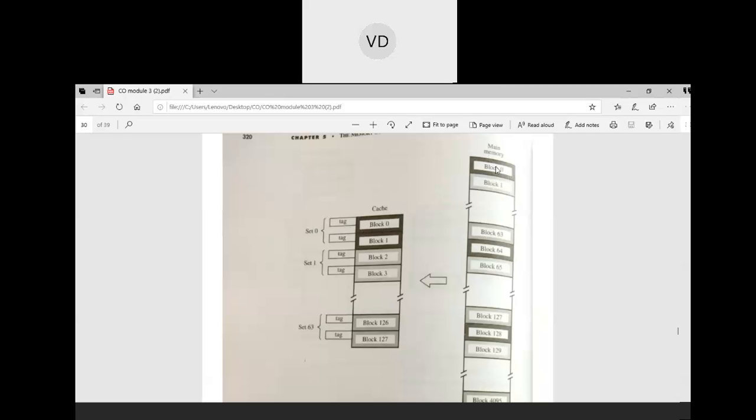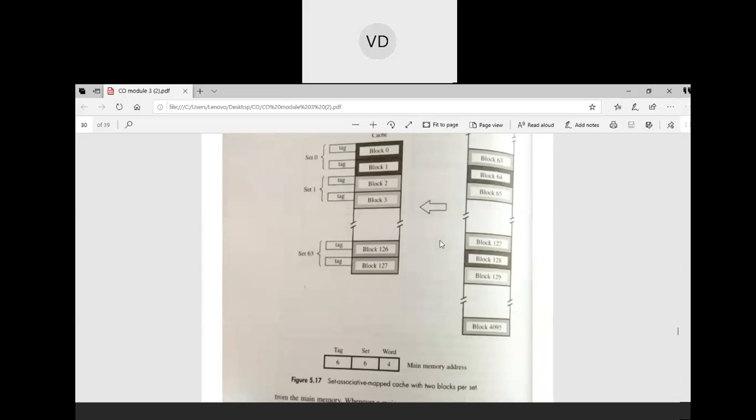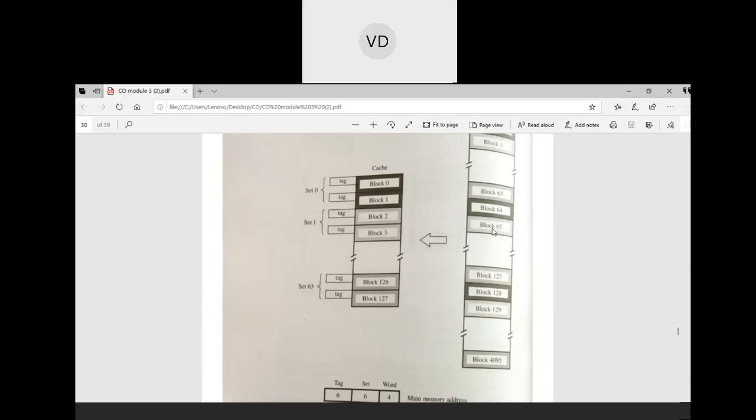Block 0 is the same, but the contents are different. So how to match them? We match using the tag. Block 0 will have some tag, and that tag and this tag are matching. So the tag is used to identify a particular block from the main memory which is stored in the cache memory. This is the most efficient method among all the mapping functions, that is the n-way set associative method, for mapping the blocks of the main memory into the cache memory.